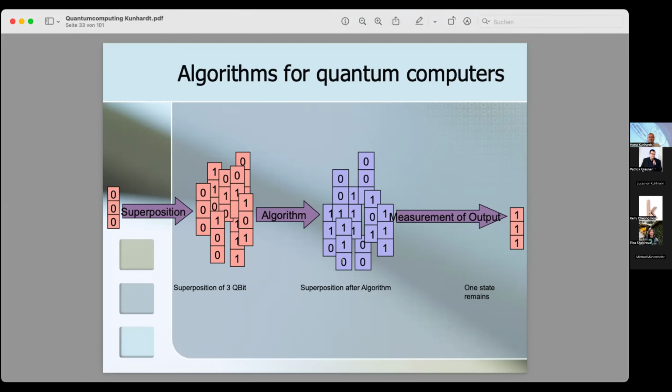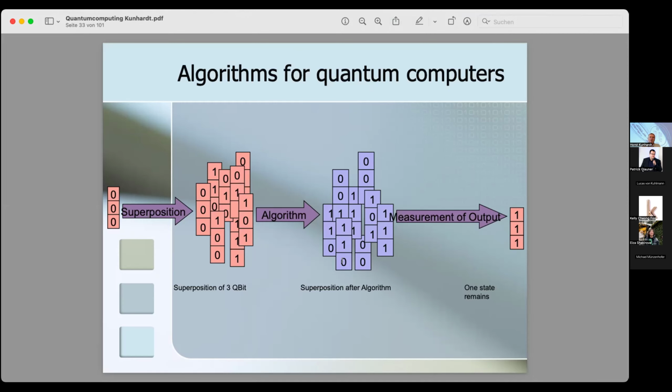And the application of an algorithm could be via a laser beam, could be with microwaves, could be with electricity. There are a lot of physical technologies for how to apply a quantum algorithm on qubits. Then the superposition after the algorithm is in our quantum system, in our quantum computer.